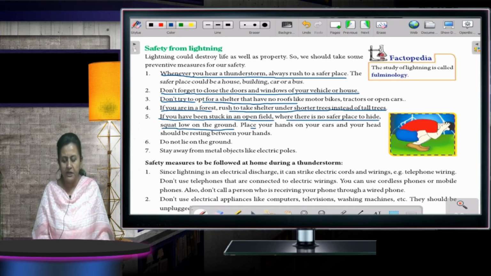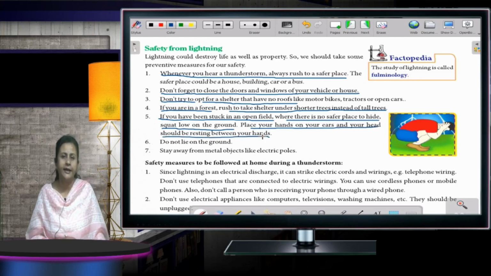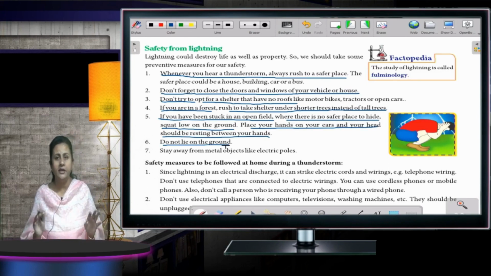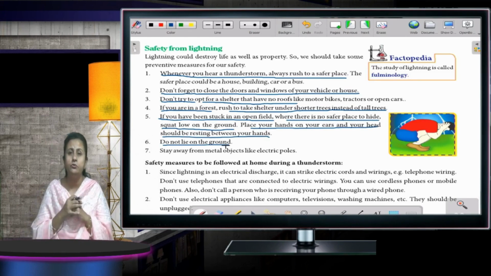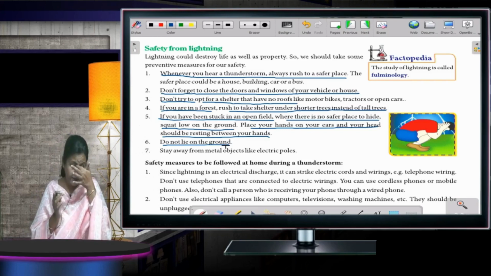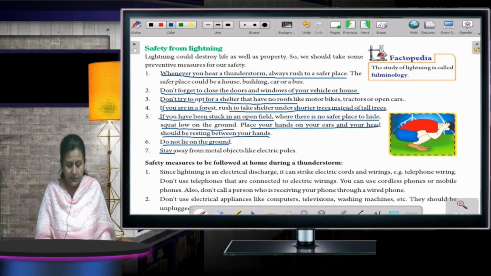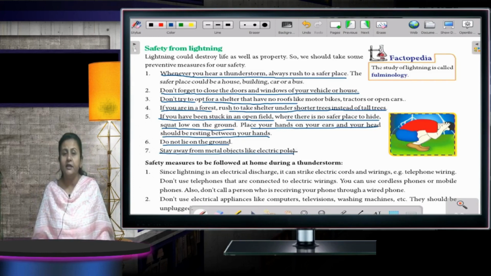on the ground. Place your hands on your ears and your head should be resting between your hands. Fine? Do not lie on the ground. Lying down is not allowed. What you are going to do? You are going to sit. Okay? Fine, children? Then stay away from metal objects like electric poles.